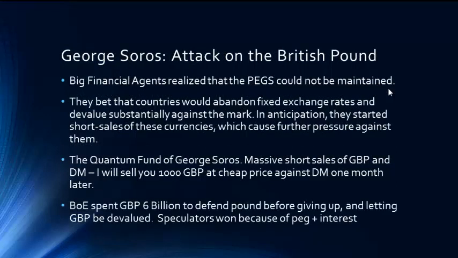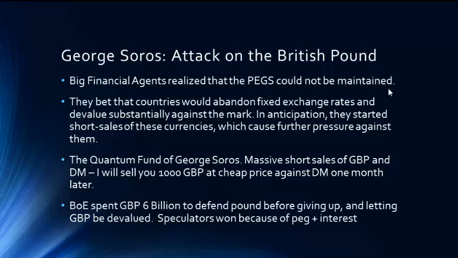and in particular the British pound. Basically what happened was gambling by big finance. George Soros created the Quantum Fund. He thought that this system cannot last, because the other countries will not follow by raising the interest rate. This will cause the German mark to appreciate, and the exchange rate mechanism will collapse. They will not be able to maintain the tunnel. So they bet that the countries would abandon fixed exchange rates and would devalue substantially against the mark.